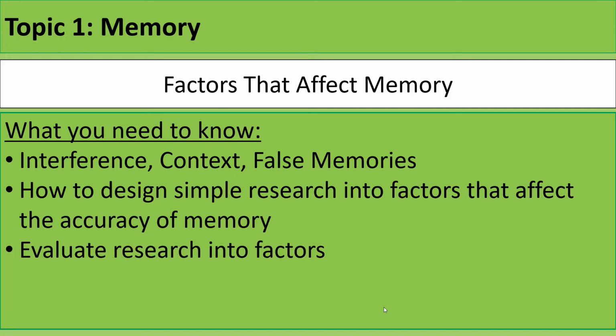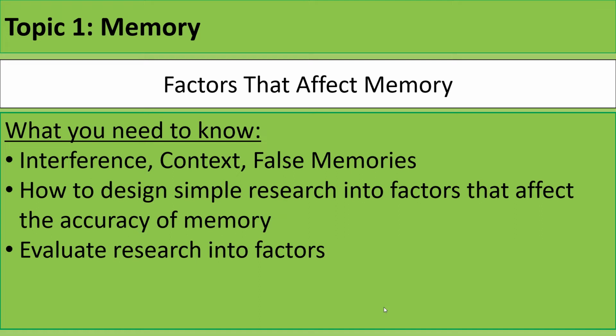Hey everyone, welcome to this revision video on memory, specifically the factors that affect the accuracy of memory. This video is going to run through the three key factors that you need to know about that affect the accuracy of memory, and they are interference, context, and false memories.